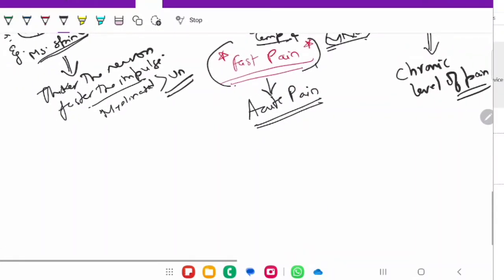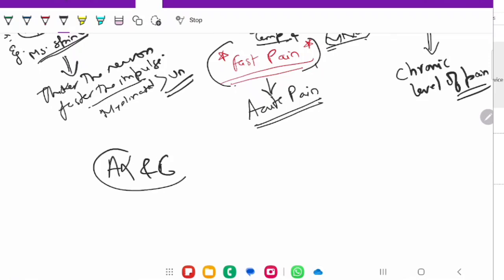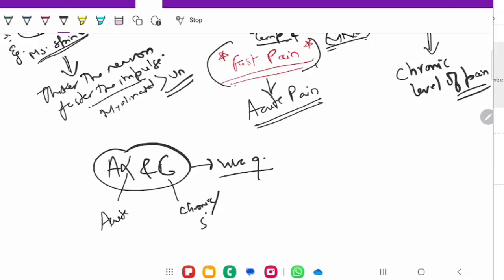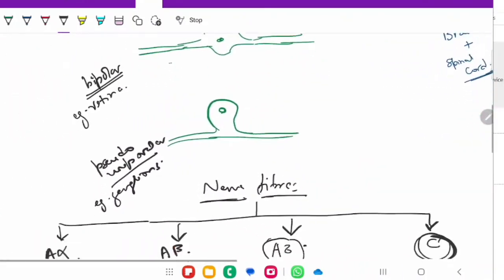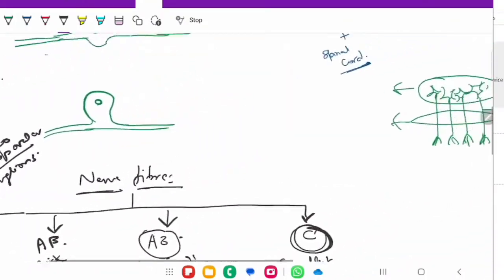A delta and C fibers. This is a very common viva question: which fibers are responsible for what kind of pain? A delta, A for acute; C for chronic. So we can remember C fibers as slow pain fibers as well, right? So this kind of suffices our macroscopic details.